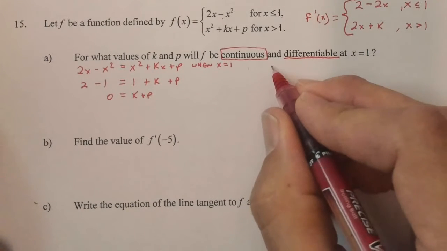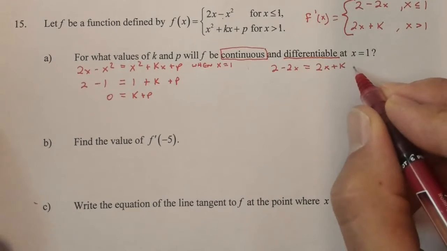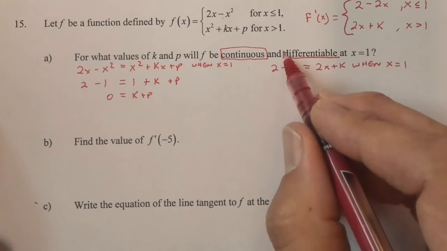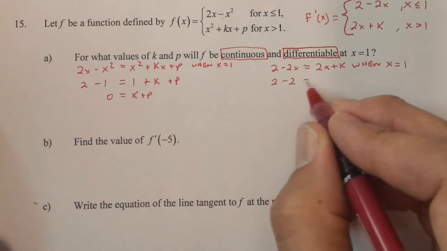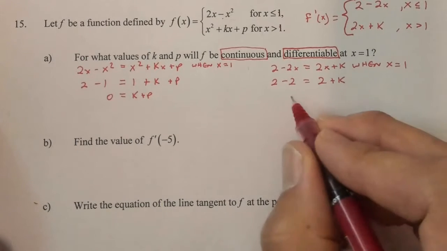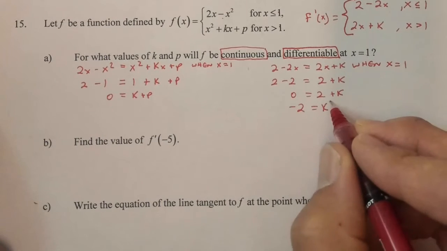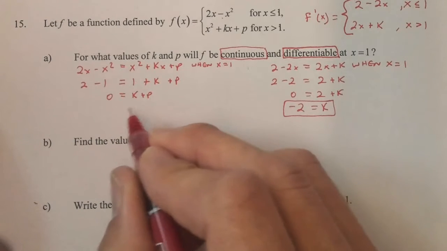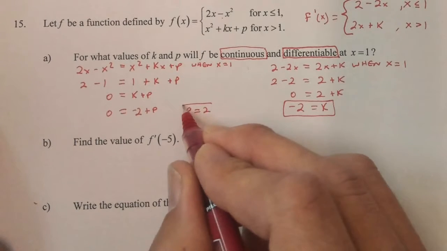So now we also know that 2 minus 2x must equal 2x plus k when x equals 1. Those two parts of the derivative must be equal to each other in order for the function to be differentiable at x equals 1. So once again, let's plug 1 into both of these. We have 2 minus 2 equals 2 plus k. So 0 is equal to 2 plus k, which means that k is negative 2. And if k is negative 2, and k plus p is 0, 0 is equal to negative 2 plus p, p must be 2.